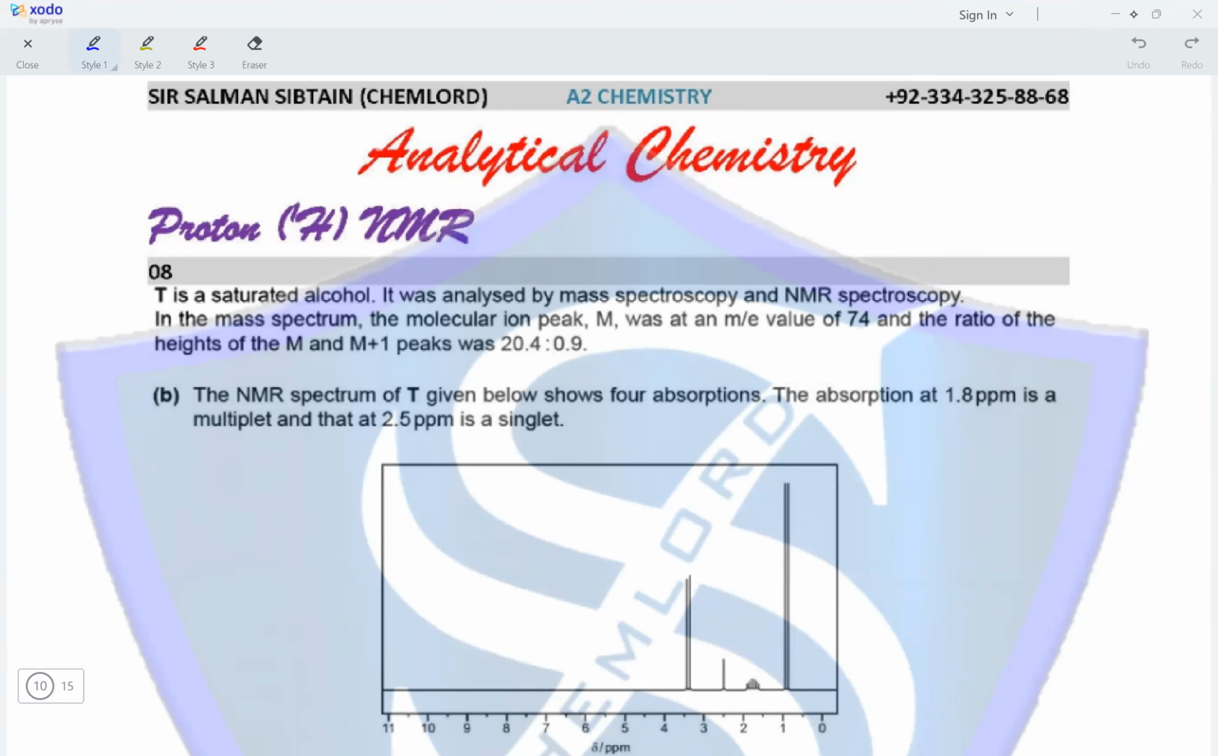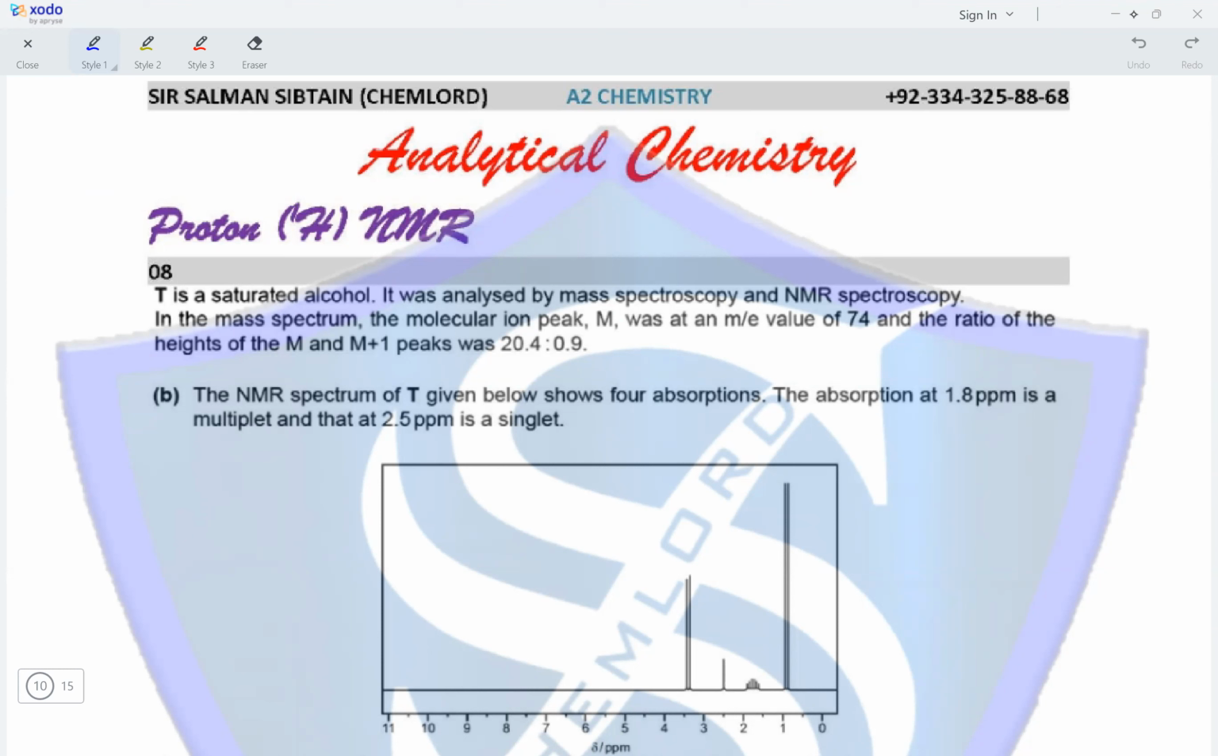Question 8. T is a saturated alcohol. It was analyzed by mass spectroscopy and NMR spectroscopy. In the mass spectrum, the molecular ion peak M was at an m/e value of 74, and the ratio of the heights of the M and M plus 1 peaks was 20.4 and 0.9.